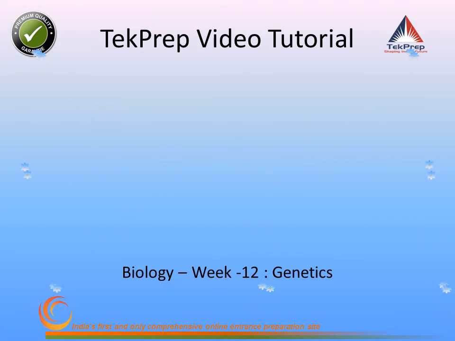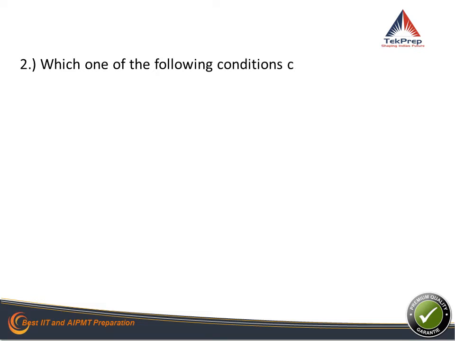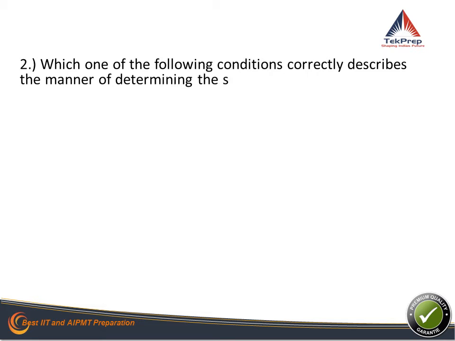In week 12 of biology, which one of the following conditions correctly describes the manner of determining the sex in the given example? What the question is trying to ask is which is the right manner of determining the sex of an individual in the below given example. Now let's look at the examples given.